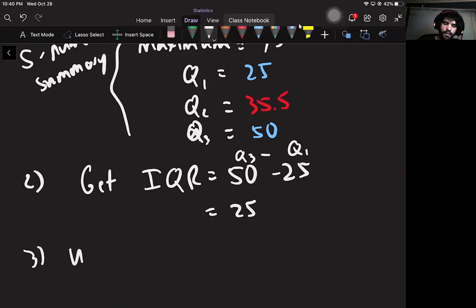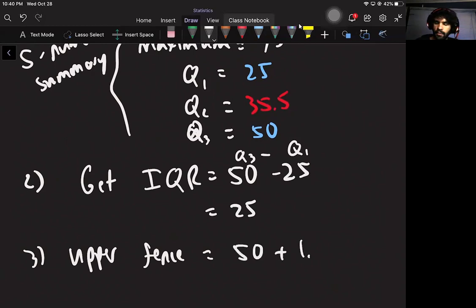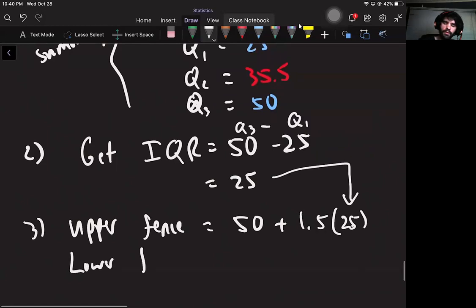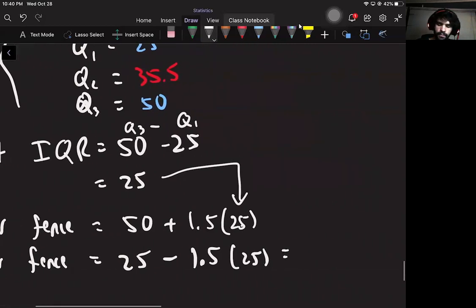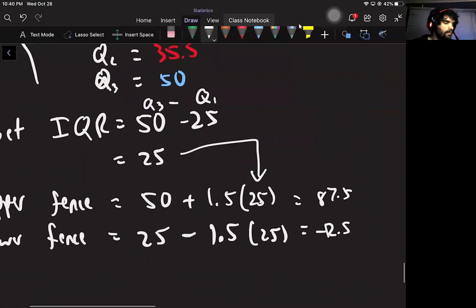And then we're going to get the fences, upper fence. So I'm going to take my 50, I'm going to add 1.5 times my IQR, and my lower fence, it doesn't matter which order you do these in. So I switched them up this time to trick you. I'm going to take 25, I'm going to subtract 1.5 times 25. Okay, so you do these real quick. You'll get 87.5 for the upper, and you'll get negative 12.5 for the lower. Okay, now we can draw a number line. That's the next step.